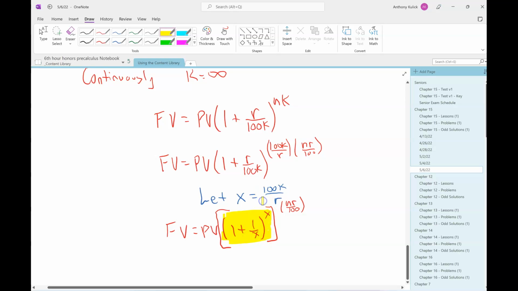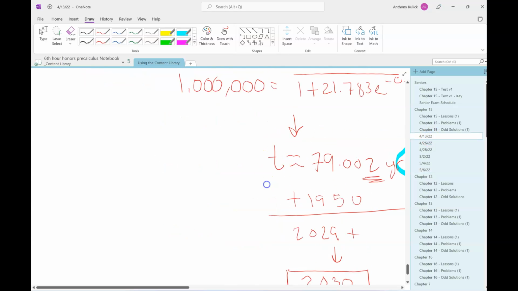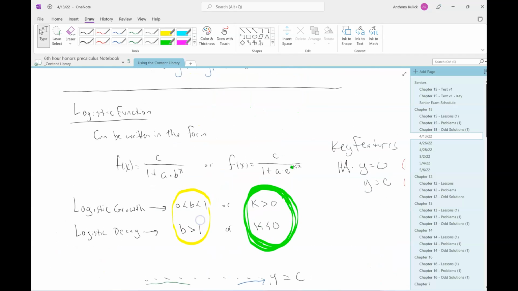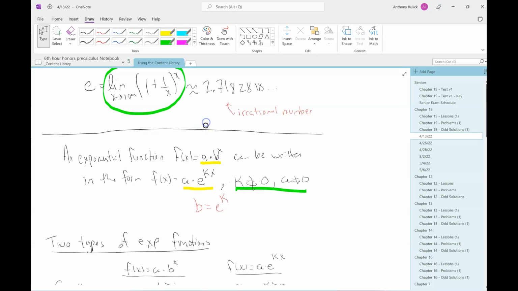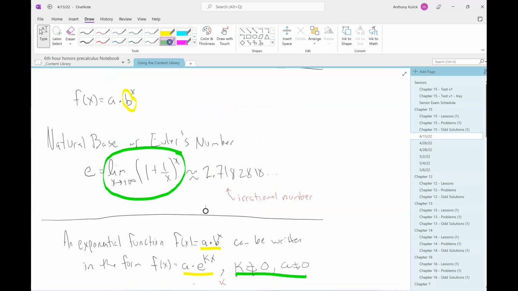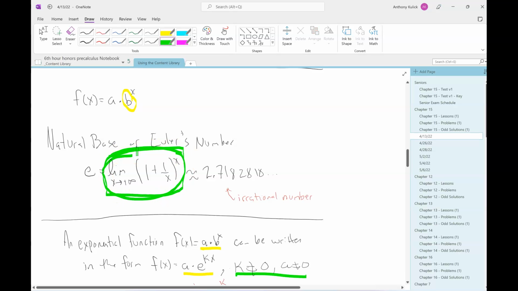Anybody recognize that? We've seen it this chapter. Let's go back to before spring break. I know, that's asking a lot. And we'll go back through here. Take a look at this right here. That look like what we have that I highlighted? 1 plus 1 over X to the X. We know the limit as X goes to infinity for that is equal to E.